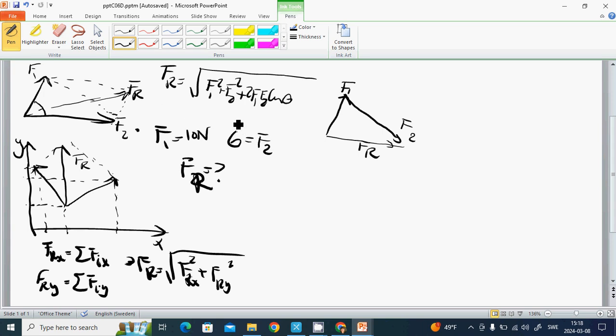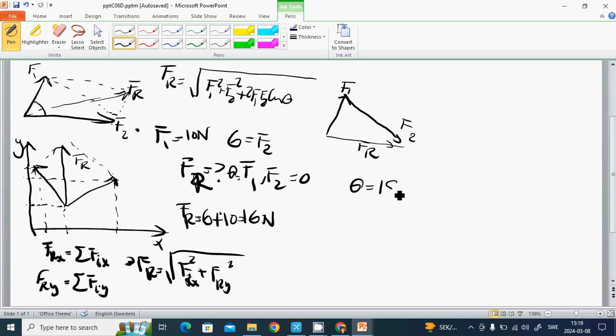The first case is that the angle theta between F1 and F2 is zero. Then they are lying on the same line, so FR equals 6 plus 10, which is 16 newton. But if theta equals 180, then FR equals 10 minus 6, which is 4 newton. Then FR is between 4 and 16.